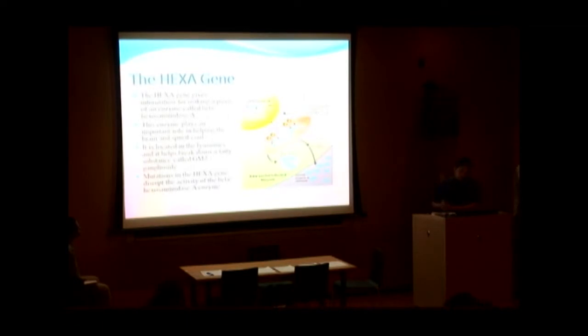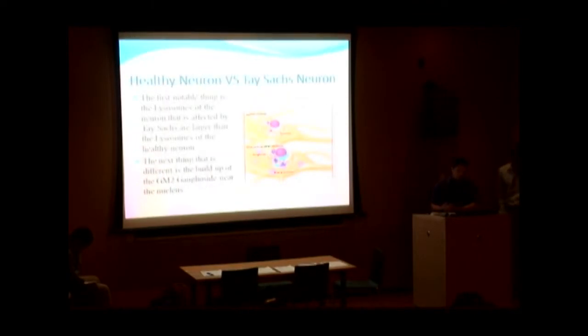The HexA gene gives the information for making a piece of the enzyme called beta-hexosaminidase A. This enzyme plays an important role in helping the brain and spinal cord. It is located in the lysosomes and it helps break down a fatty substance called GM2 ganglioside. Mutations in the HexA gene disrupt the activity of the beta-hexosaminidase A enzyme.